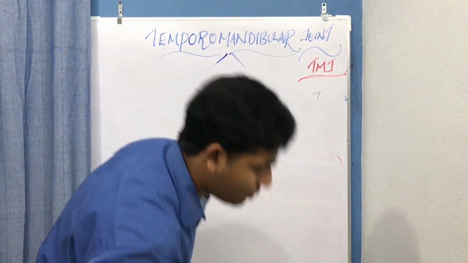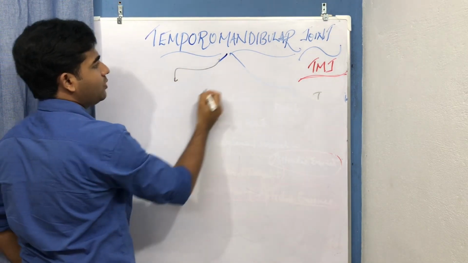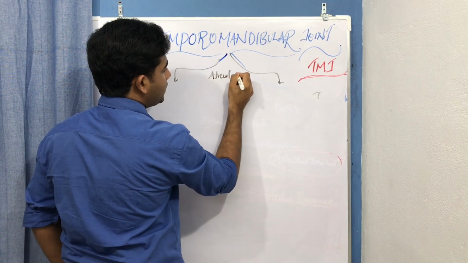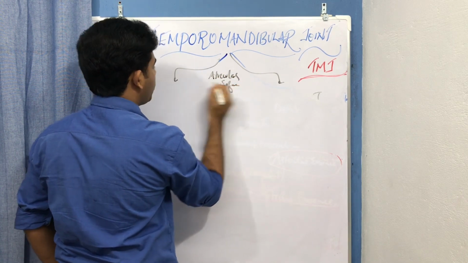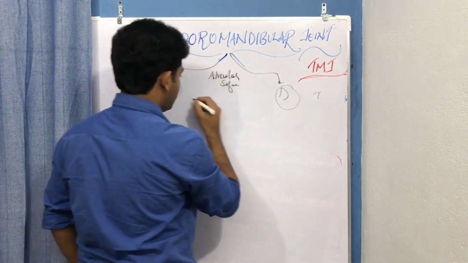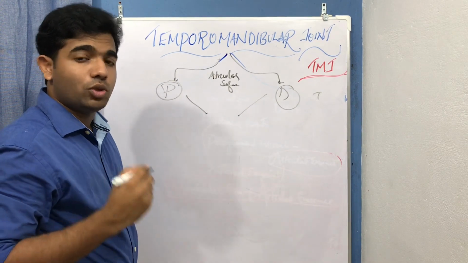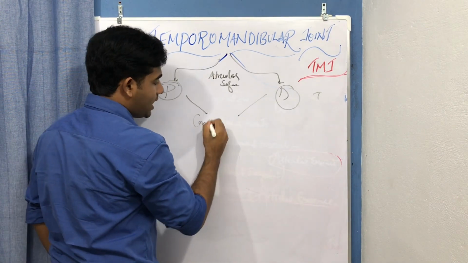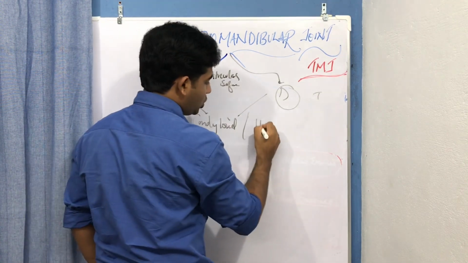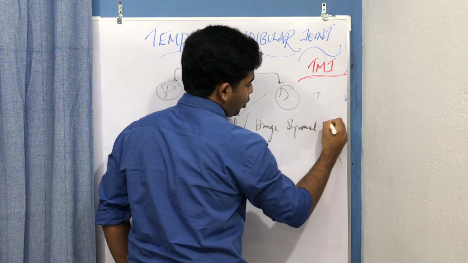Some general facts about the temporomandibular joint. We discussed the articular surface: the proximal articular surface and the distal articular surface. Together, the temporomandibular joint is what type of joint? It's a condyloid joint or a hinge joint, a synovial joint.